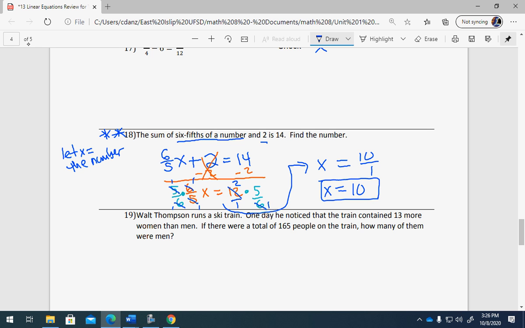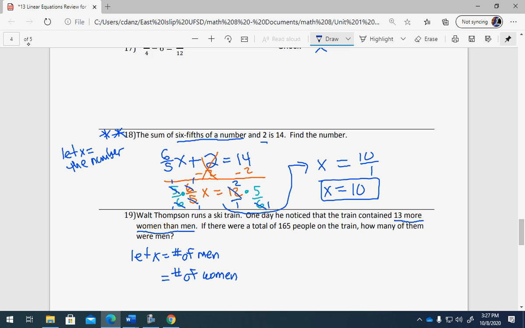On number 19, Walt Thompson runs a ski train. One day he noticed that the train contained 13 more women than men. What I just underlined in blue is where your let statements come from. Let's let x equal the number of men. And I'm going to make you figure out what to write for the number of women. I'm not going to do the whole thing for you.